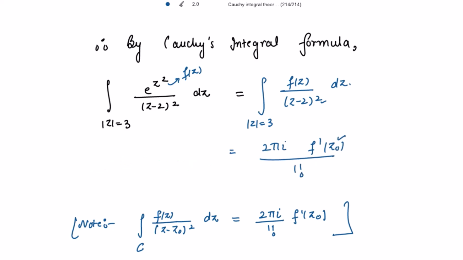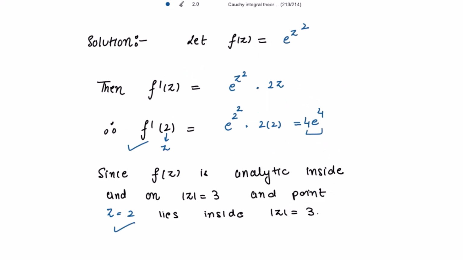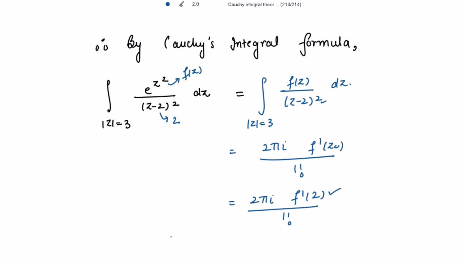And what is z naught? It is 2. So this is equal to 2 pi iota f dash 2 divided by 1 factorial, and we have found f dash 2 to be 4 e the power 4. So this is equal to 2 pi iota times 4 e the power 4, 1 factorial is 1, and this is further equal to 8 pi iota e the power 4, the required answer. Okay, thank you.